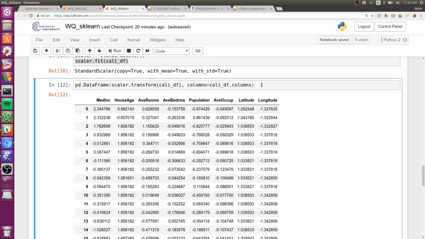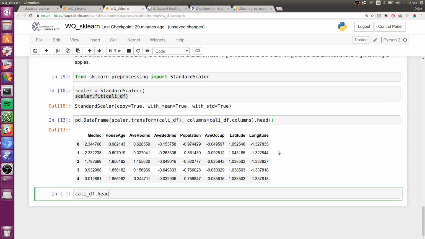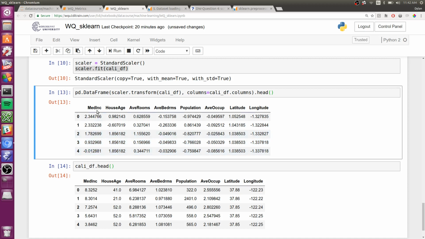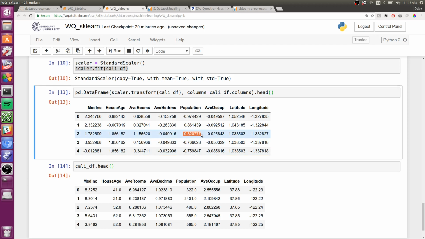So if we look at the transformed data frame compared to the original, we see the median income has shifted down. We even see negative values. And that's because all of these columns must have zero mean. So they must have values that fall on the negative side and the positive side. It doesn't make sense to have negative population, of course. But what we've done is we've put all the features on the same scale.